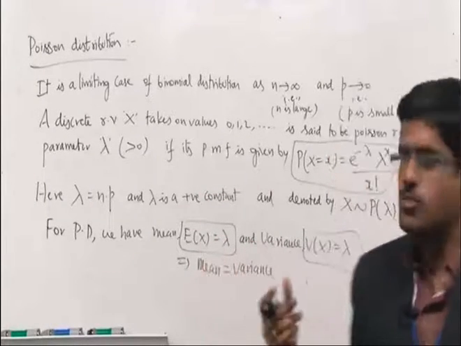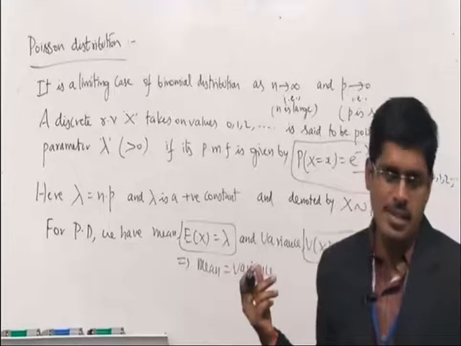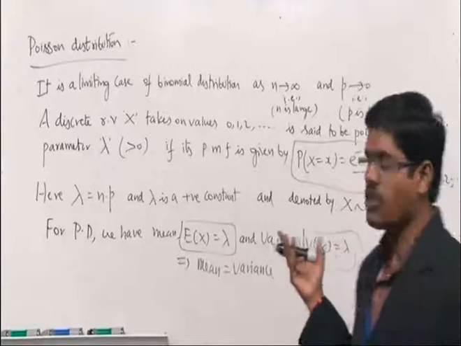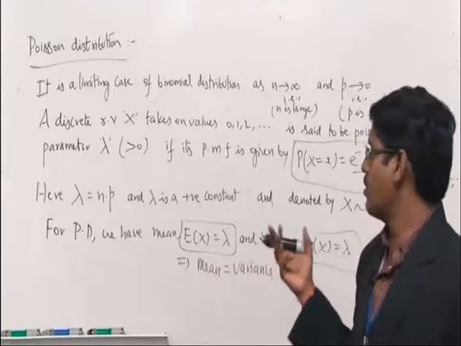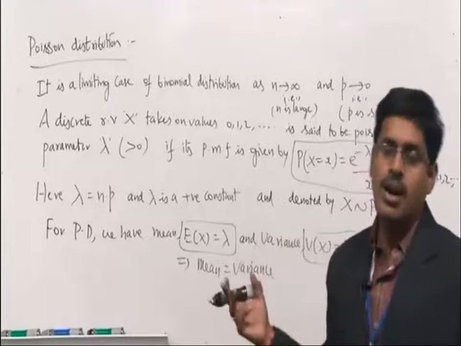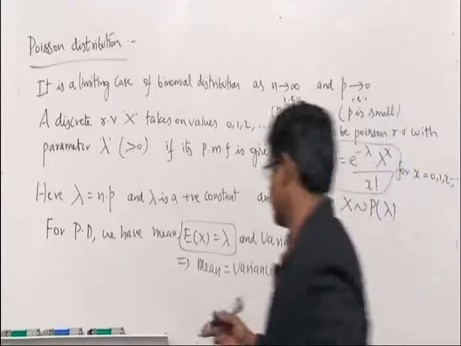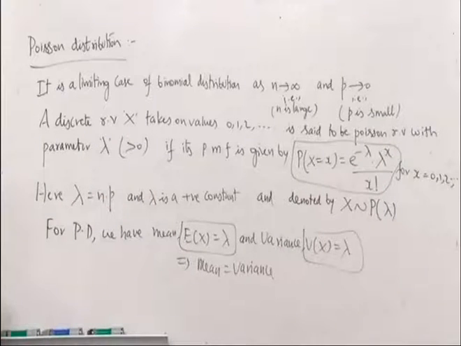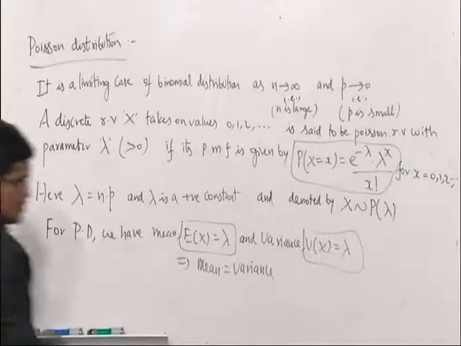Apply the Poisson distribution to the number of printing mistakes in a book, the number of telephone calls, and the number of accidents in a month or in a week. Examples I am going to do, learn them by heart, please.